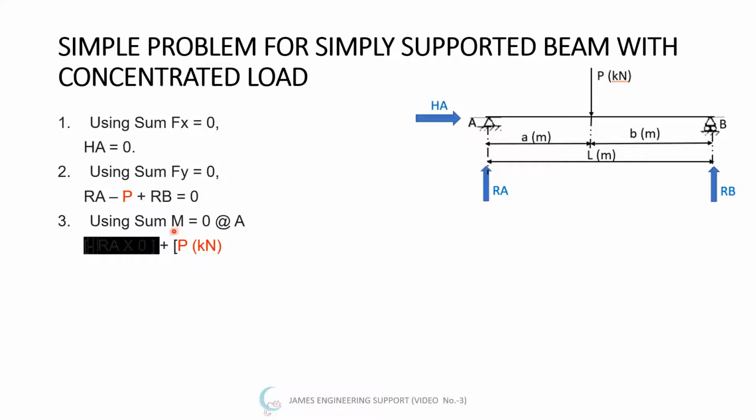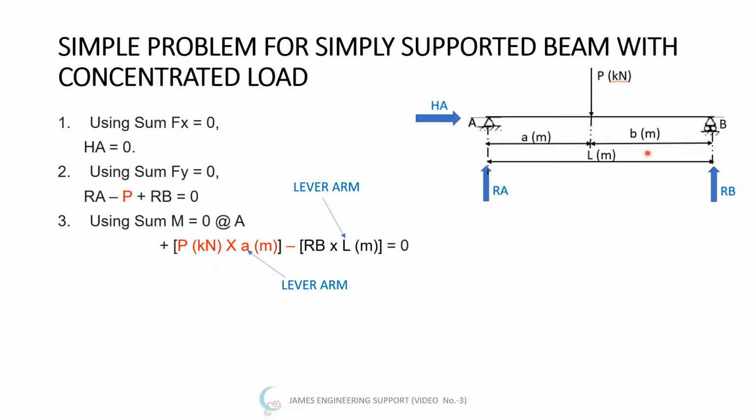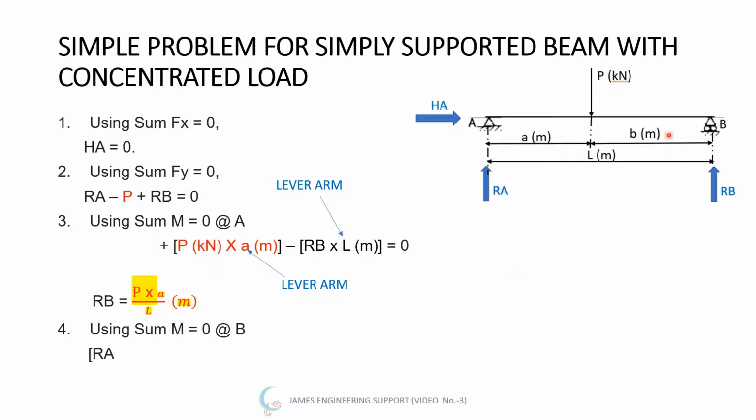So let us start the problem from this P. P multiplied by a will be the clockwise moment. a is the lever arm. Then minus RB multiplied by the lever arm L, and then we will equate it to 0. So our answer will be RB is equal to P times a divided by L, in kilonewtons.